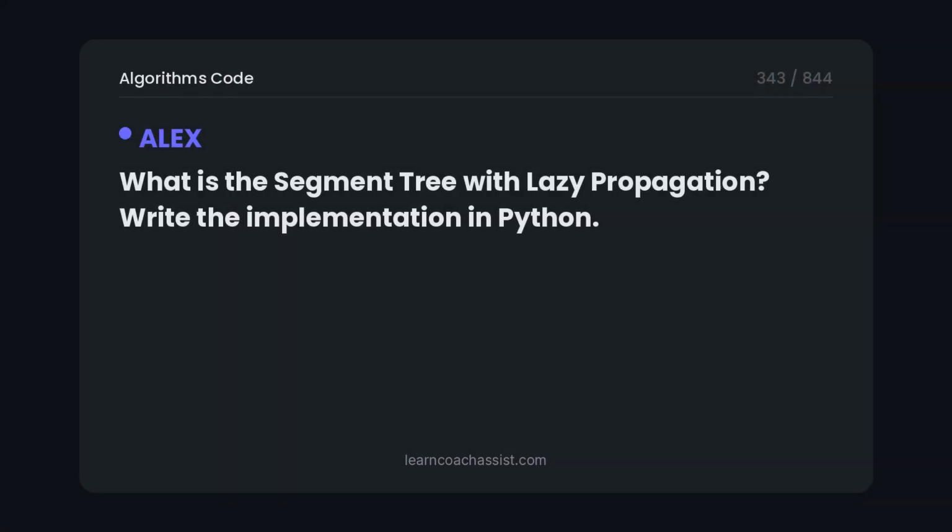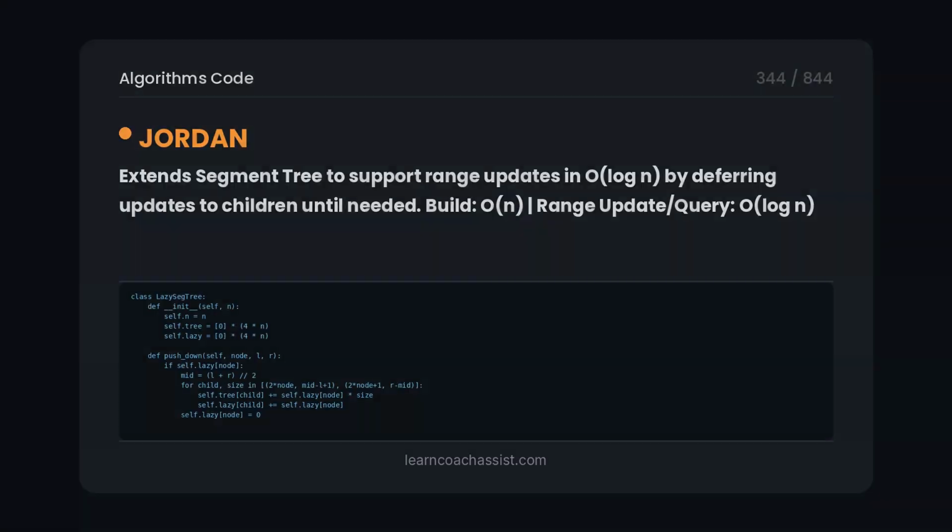What is the segment tree with lazy propagation? Write the implementation in Python. Extend the segment tree to support range updates in O(log N) by deferring updates to children until needed. Build O(N), range update and query O(log N).